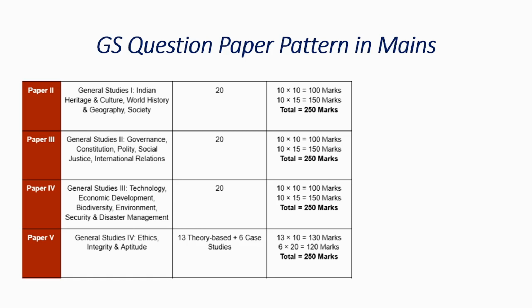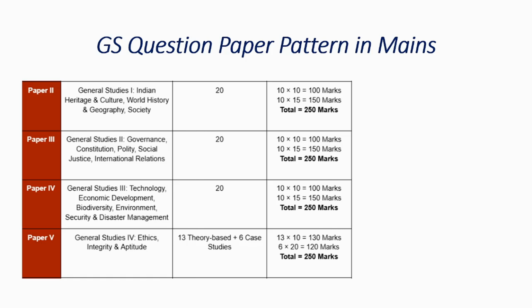And it has 20 questions. You can see the pattern of paper 2, paper 3, paper 4. All these 3 papers have a similar structure. Each of them has 10 marks questions and 15 marks questions. So the total comes around 250 marks and the total is 20 questions. Same pattern across paper 2, paper 3, paper 4.